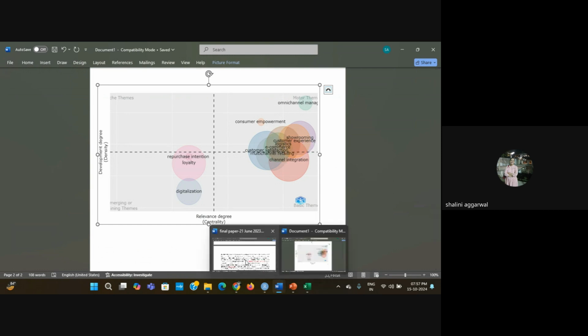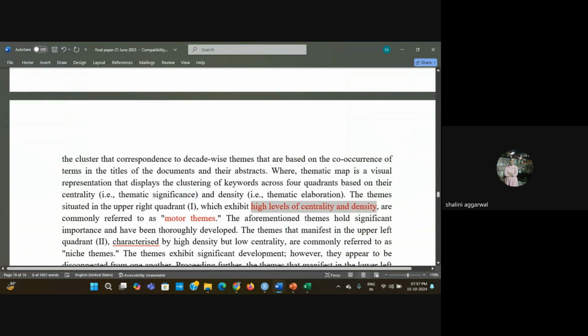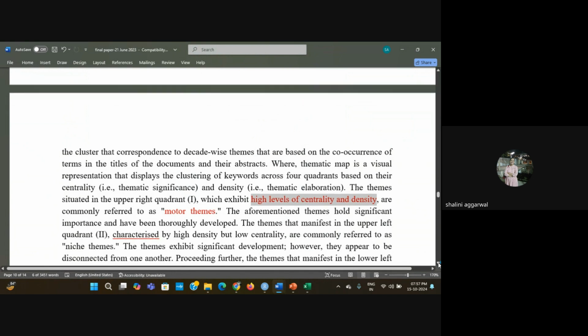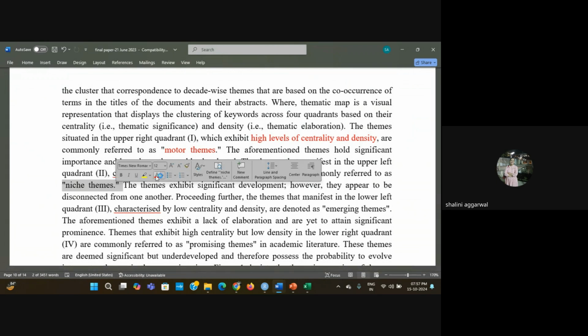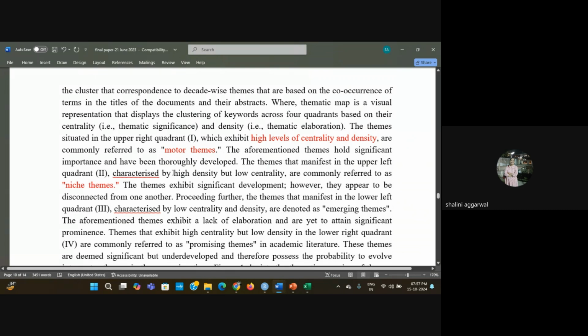This is how you have to mention each quadrant. First of all, mention all the quadrants, like what the motor themes are. The second quadrant, they are called the niche themes. What are niche themes? Niche themes exhibit high density but low centrality. So this is about the niche themes, right?